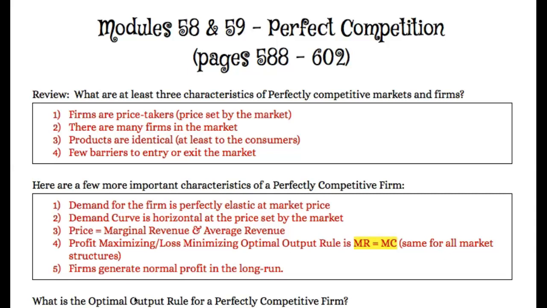Here are some more important characteristics of a perfectly competitive firm. The demand for the firm is perfectly elastic at market price. They can sell as much as they want at that market price. If they raise their price, they can't sell anything. If they lower their price, there's no incentive to. If they keep the price at market price, they can sell as much as they want, so why would they lower it? Because demand is perfectly elastic at market price, the demand curve is a horizontal line, set at the price of the market.